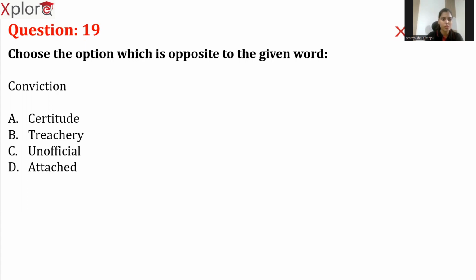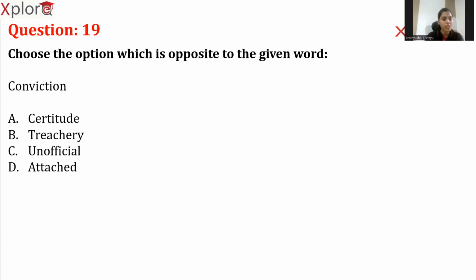So you already know the meaning of unofficial. It's a general term, and unofficial means nothing but not accepted or not approved. Next, what is attached? Attachment meaning liking something or somebody very much. That's what we call attached, being attached to someone, right?